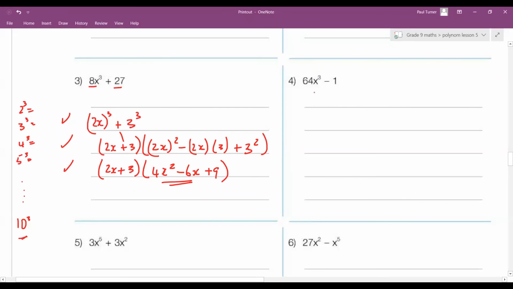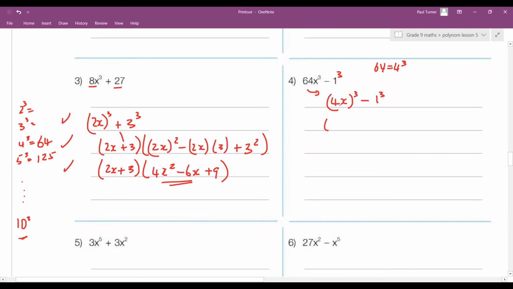So we stop. So question 4, we've got a 1, so we know that's going to be 1 cubed. The 64 is 4 cubed. That's why I mentioned that it's useful to learn some of these cube numbers here. Makes it just a bit quicker. So then you got 4x cubed minus 1 cubed there.